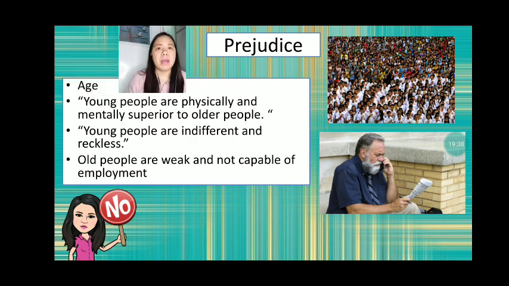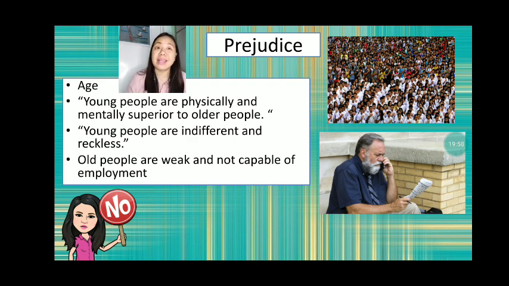Okay? Prejudice can happen if it is about age. For example, we have ages like young people, old people. Young people are physically and mentally superior to older people. Even if it's not proven because you said that, then that's prejudice. So when we say prejudice, you never know who the people are, but then you're giving a concept right away and judging them.